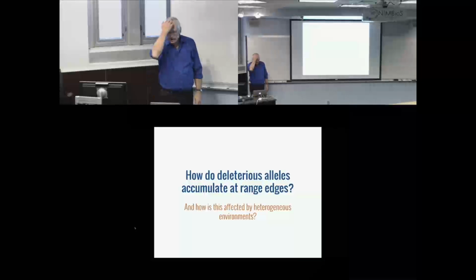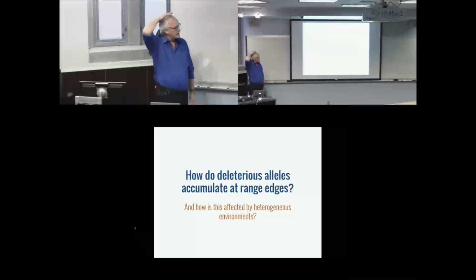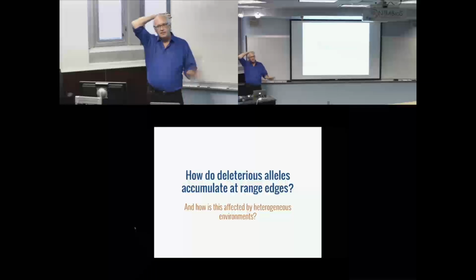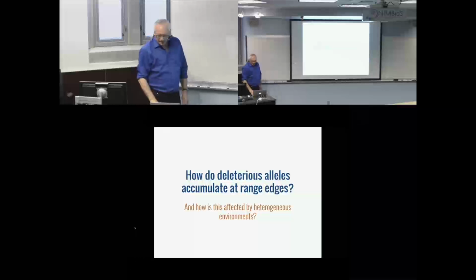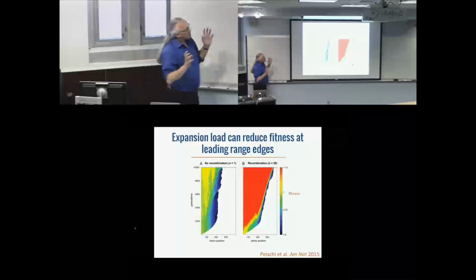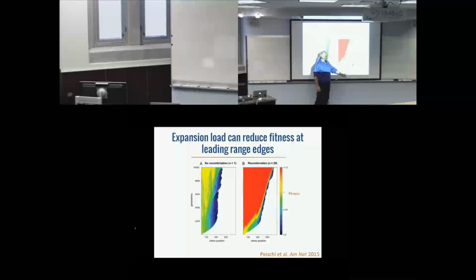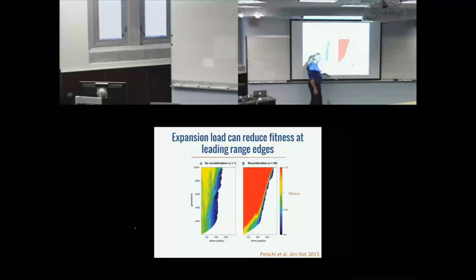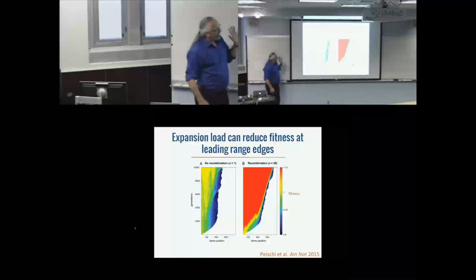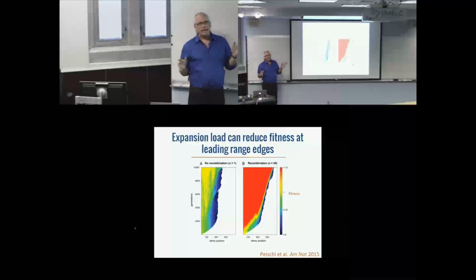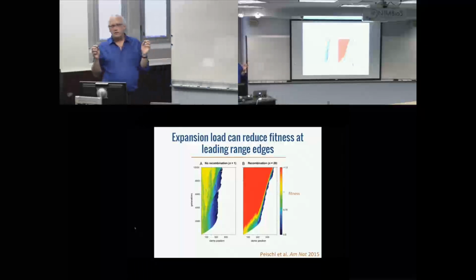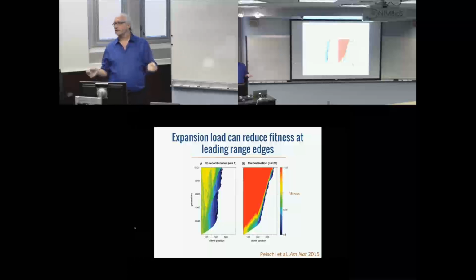Okay, so how do deleterious alleles accumulate at range edges, and how is this affected by heterogeneous environments? That's my main question. Okay, and I'll tell you why we're asking this here. I guess starting now. So this is a figure not from our work. This is from Stefan Peischl, who's now at University of Bern, working with Laurent Excoffier. And Laurent especially has been instrumental at raising our awareness of a phenomenon called allele surfing. And I'll show some cartoons of how this works in just a second.